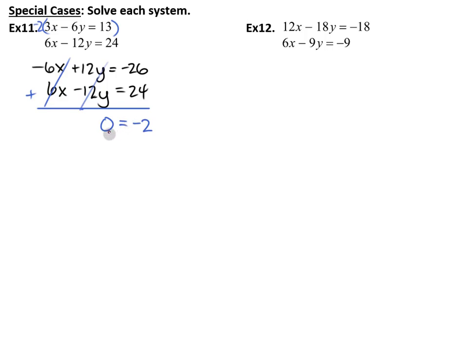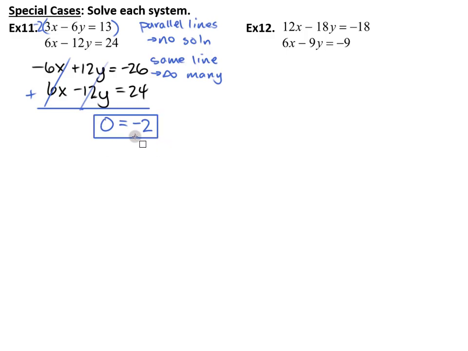If all of my variables cancel out, that tells me we have one of two things. We either have parallel lines, which means there's no solution, or we have the same line, which means there's infinitely many solutions. Okay, so these are the conclusions for each of those. So what does this tell us? Well, it tells us we have one of those two cases. It's either no solution or infinitely many. Okay. And here's how we tell.